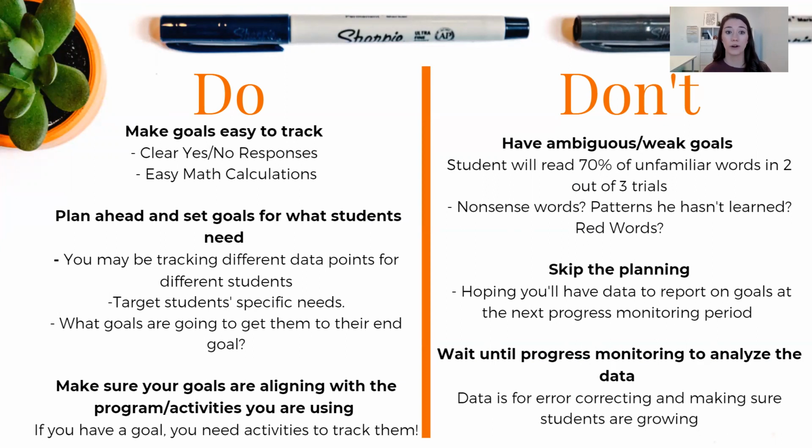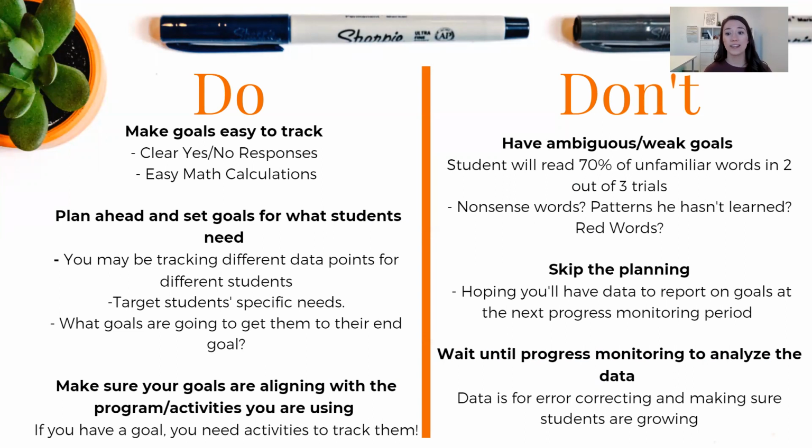So for example, if we're doing a single word reading goal, we might say that they're able to read 4 out of 5 words for the target pattern, maybe CK, over so many trials. We have a very clear yes, no, they either read the word or they didn't correctly so that we can track that easily. We also want to make math easy for ourselves.